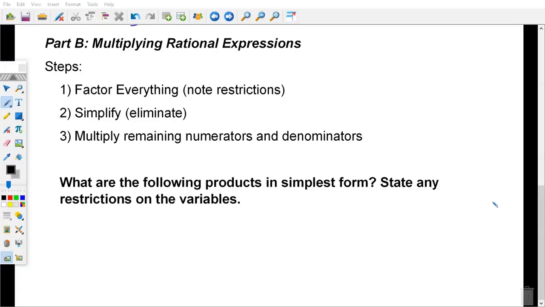All right, part B is very similar to part A. The only difference here is that you are multiplying, which just means you have more things to factor. That's all it means, is that you have more things to factor, but you're still factoring and eliminating and reducing. That's it. That's all the difference is. Okay. So we're again just doing more factoring. Let's dive on in.